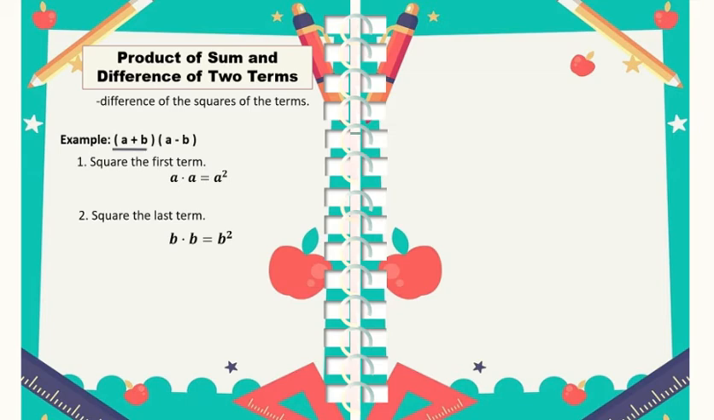So, step 1, we're going to get the square of the first term. A times A is equal to A squared. Second step, square the last term. We have B times B is equal to B squared. So, we have A squared and B squared. Then get the difference of the squares. We have A squared minus B squared. So, the answer for quantity A plus B times quantity A minus B is equal to A squared minus B squared.